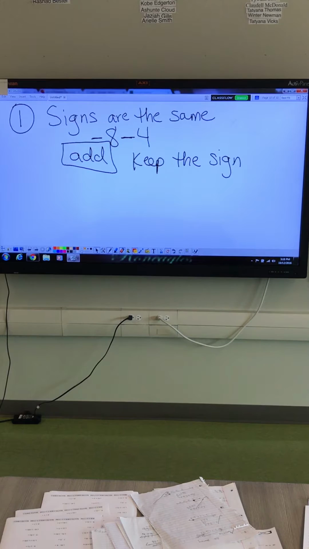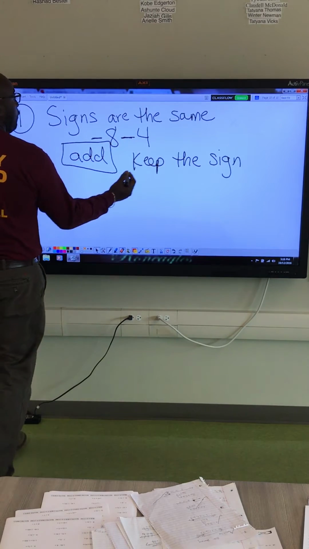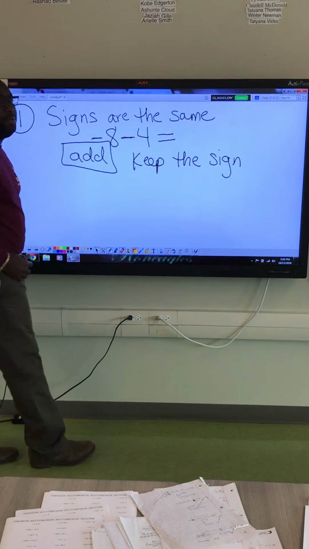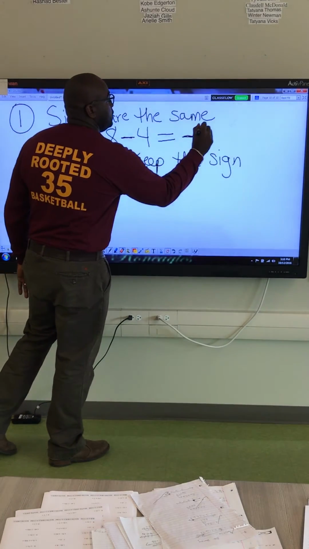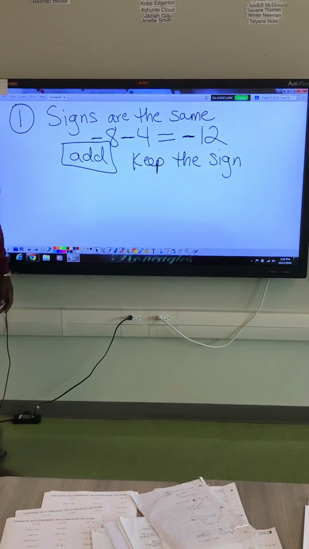So you can't have -8 and -4 and it be a positive number. The number has to be negative. -8, -4, we're going to add those. 8 plus 4 is 12. It's going to be negative. So it's -12. How many of you knew that? Don't lie. How many really knew that?